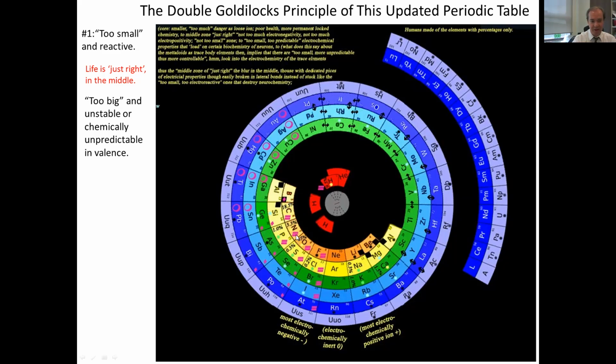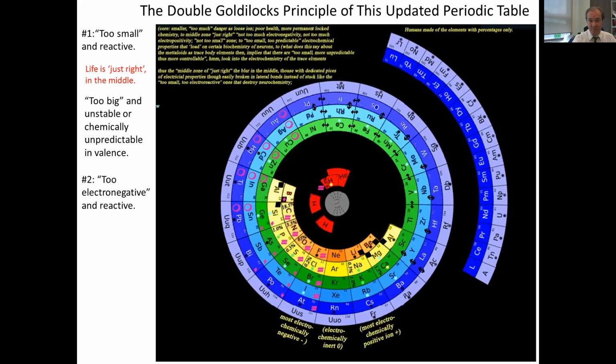And I'll explain what the pink equal sign means in a minute. That's just one of the principles. So life is just right in the middle between things that are too small, like hydrogen, and too big, like radioactive elements, right? So life is in the middle physically, in size.